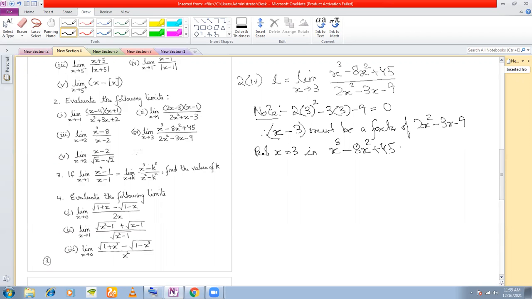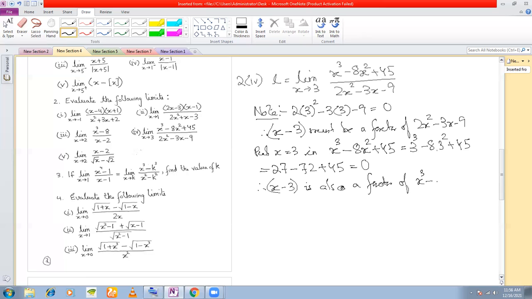So let's check. 3 cube minus 8 into 3 square plus 45. So how much are you going to get? 27 minus 72 plus 45. So you're getting this equal to 0. So you see therefore x minus 3 is also a factor of the numerator, is also a factor of x cube minus 8x square plus 45. Right? So what you do is you factorize the numerator and denominator separately.